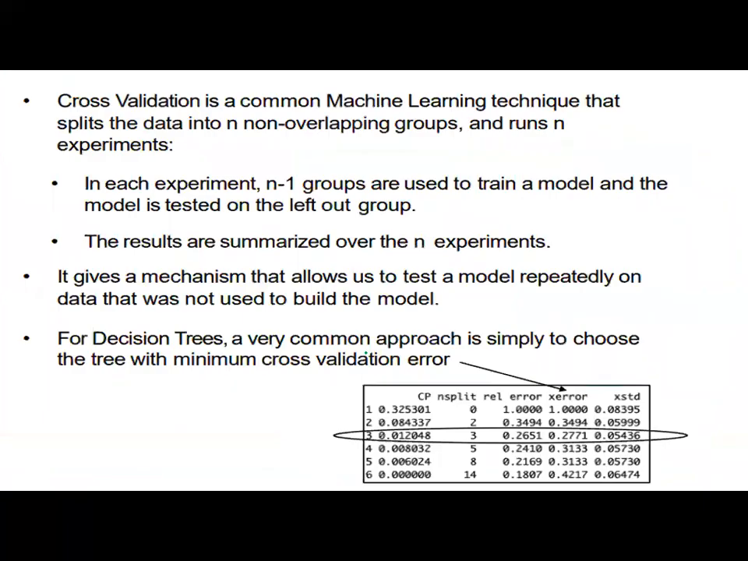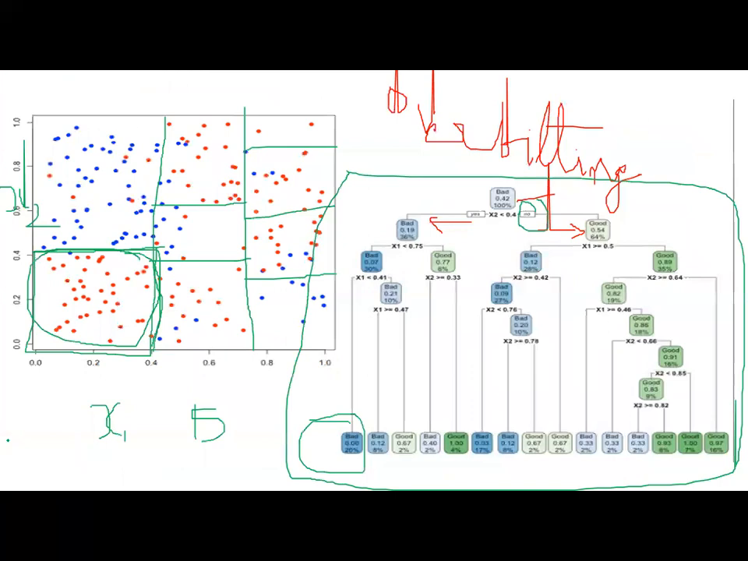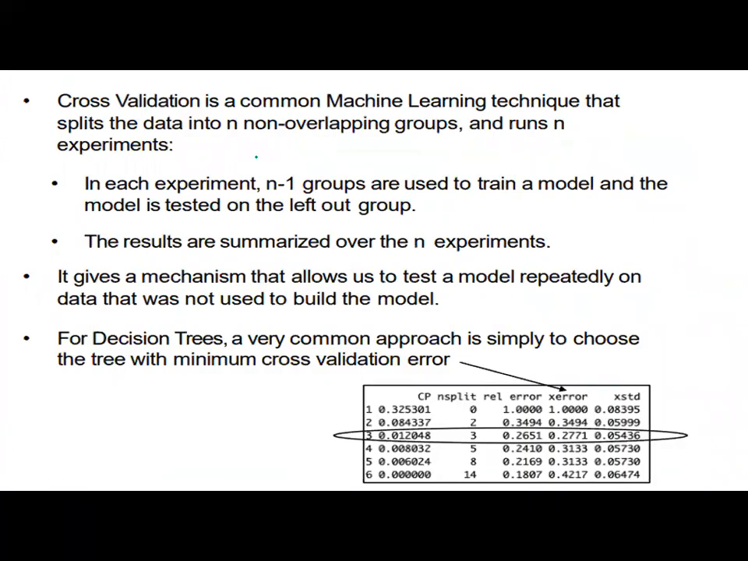But now, how do you validate this? How do you validate and give scoring and ranking? See here, cross validation is a common machine learning technique that splits the data into n non-overlapping groups and runs n experiments. In each experiment, n-1 groups are used to train the model, and the model is tested on the left out group. For example, this is how it is.